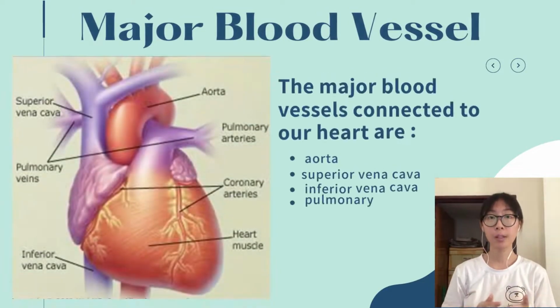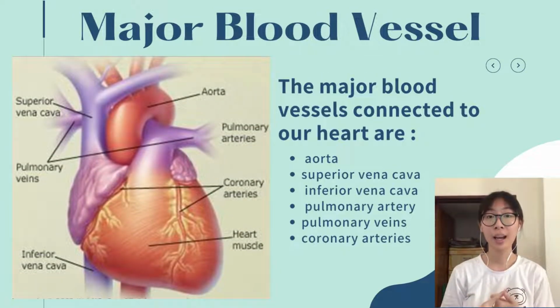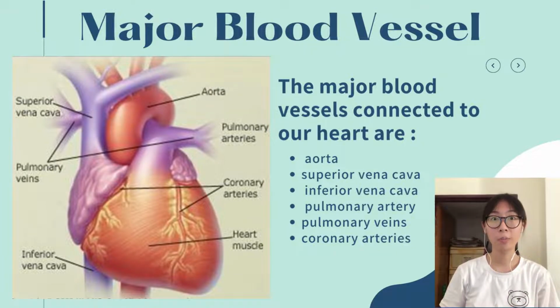The major blood vessels connected to our heart are the aorta, the superior vena cava, inferior vena cava, pulmonary artery, pulmonary vein, and also the coronary arteries. For your information, the pulmonary artery receives the deoxygenated blood from the right ventricle and delivers it to the lungs for gas exchange to take place. The pulmonary vein receives the oxygenated blood from the lungs and delivers it to the left side of the heart to be pumped back around the body. That's all for the anatomy of the heart.